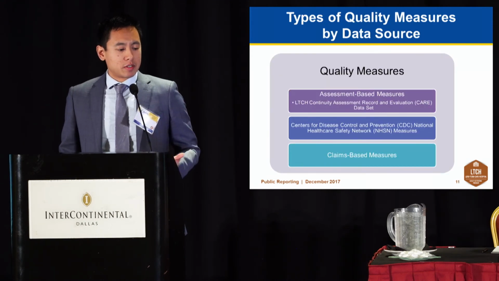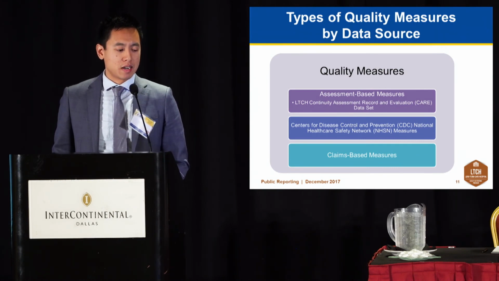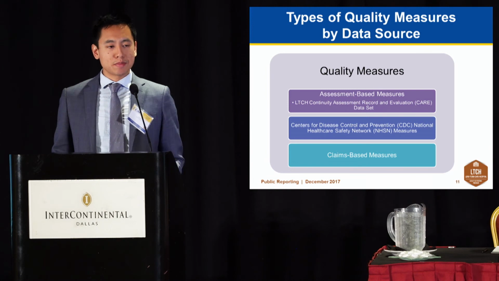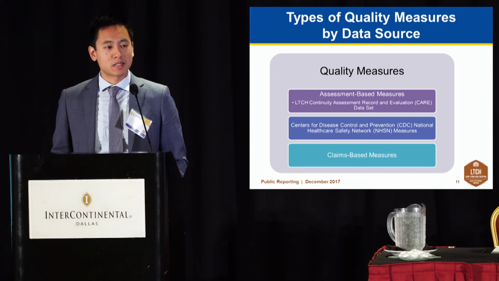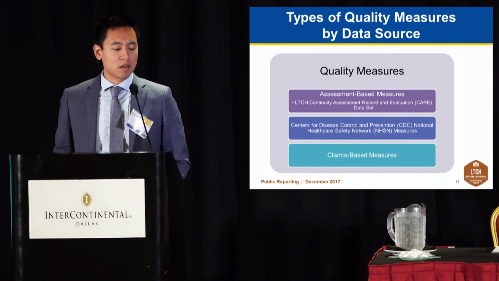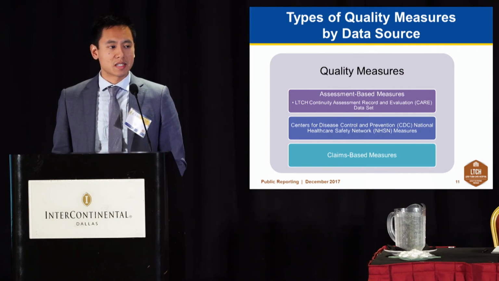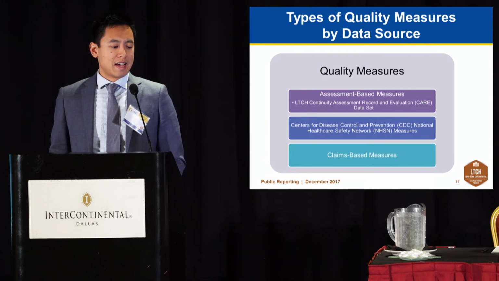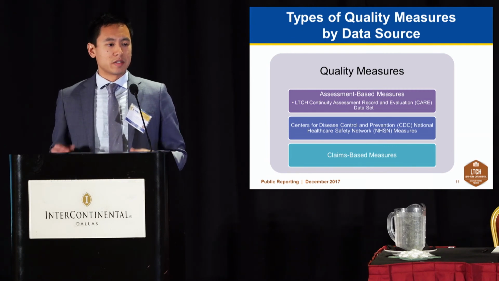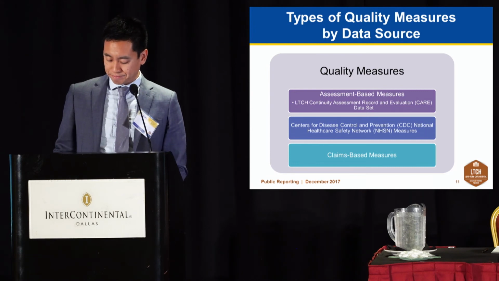Now we're going to talk about types of quality measures. There are 3 types of quality measures. The first is the assessment-based measures. These are based on the data you've collected in the LTCH CARE Data Set. The second type is the CDC's National Healthcare Safety Network measures, so any data that you submitted through the NHSN system. And then lastly, claims-based measures. These are measures based on Medicare fee-for-service claims.